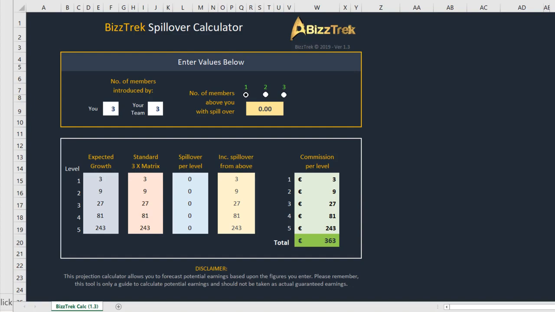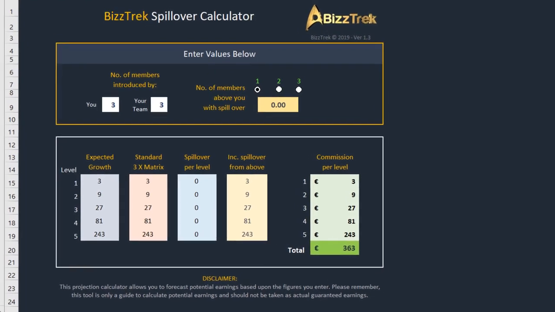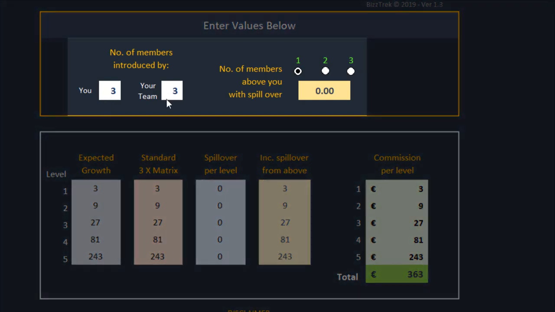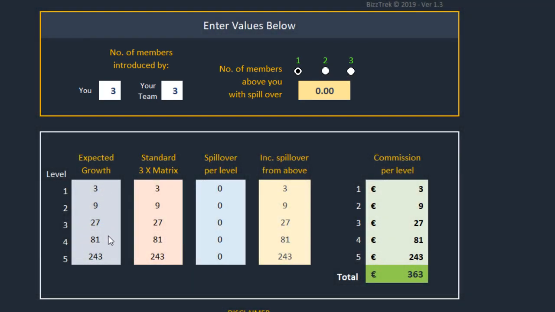Okay, this is the new Bizz Trek spillover calculator, which will work out your potential earnings based on how many people you introduce, how many your team introduces, and the number of people above you that might add spillover to your team. And this column here shows the expected growth based on the numbers you've entered above. And these figures are fixed for a standard 3x5 matrix.